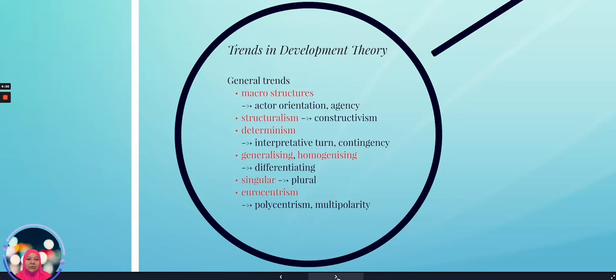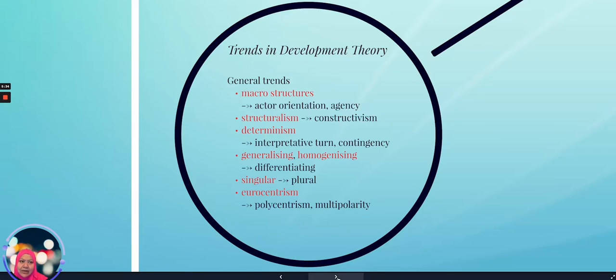So what does it mean by singular? So basically everything is under one scope of instruction. There's only one rule that you have to follow. And after the Cold War ended, or in the late 20th century, everything now can have multiple methodologies or multiple ways of doing things. So that's why we have plural. So this is singular versus plural.